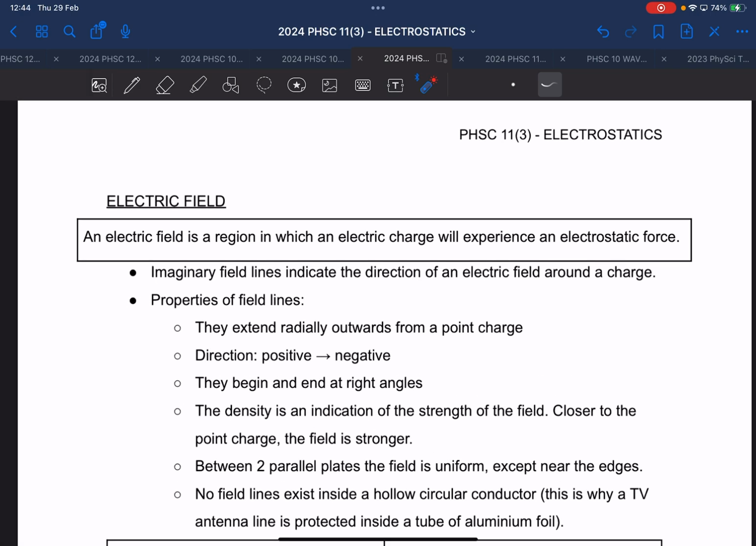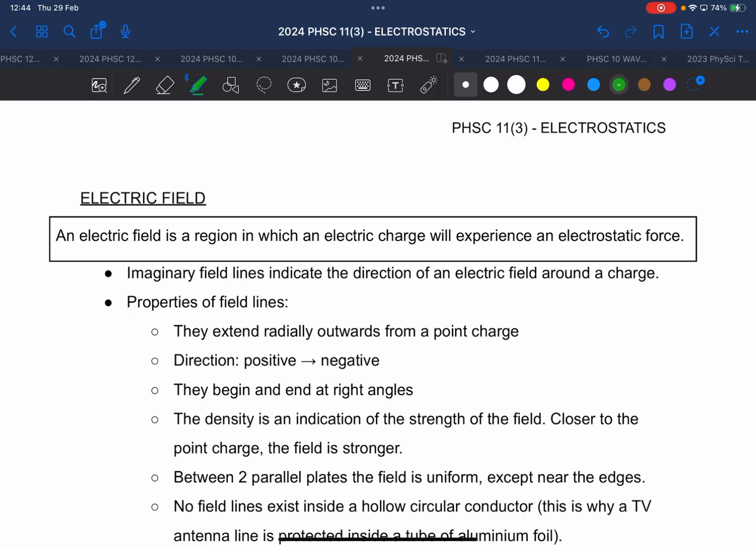Electric field. So in this chapter, there are 3 definitions that you must know: Coulomb's law, electric field, and then another one that we are going to do. The definition there: electric field is the region. Now, what is another word for region?